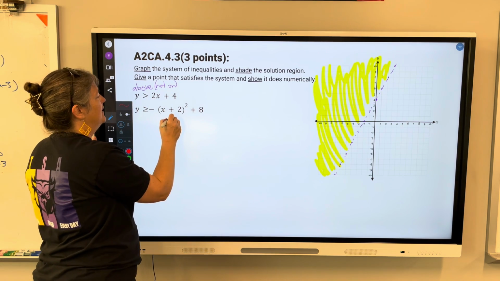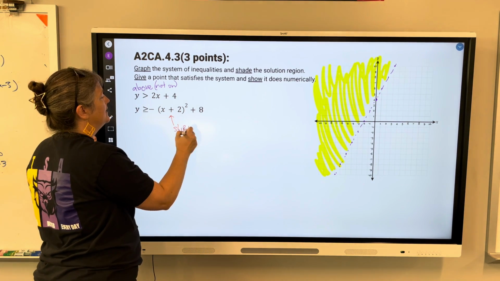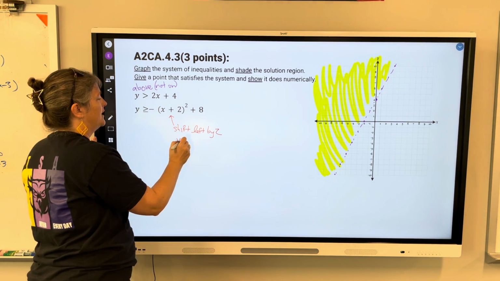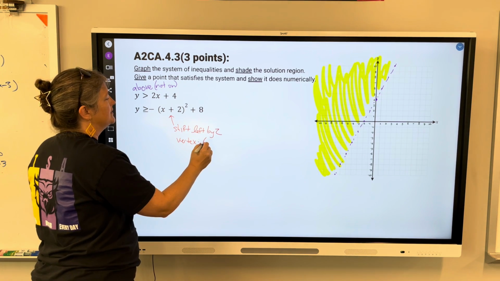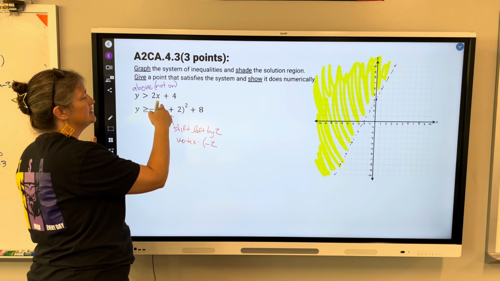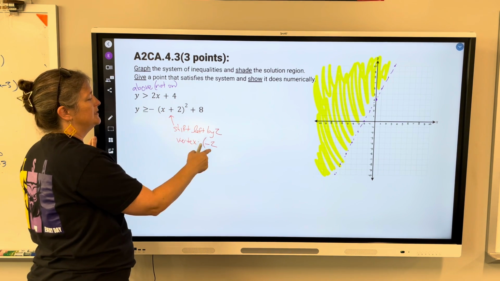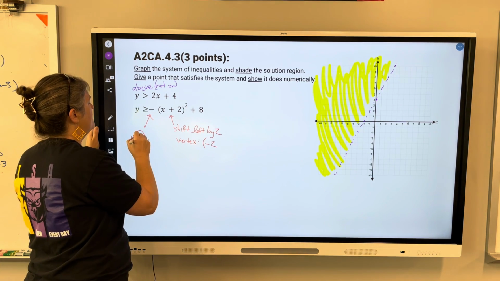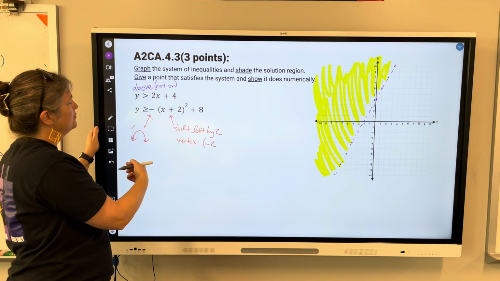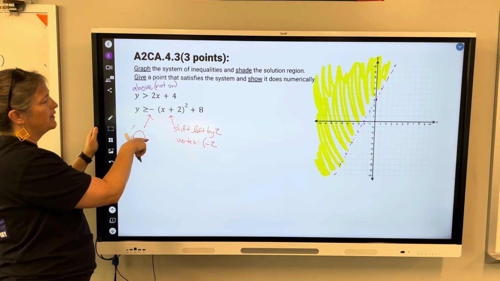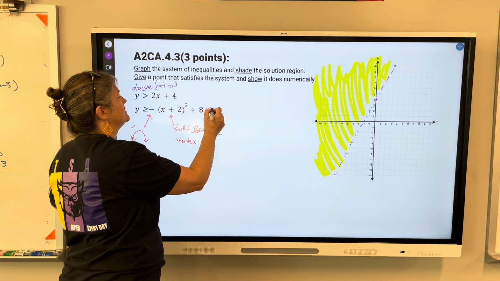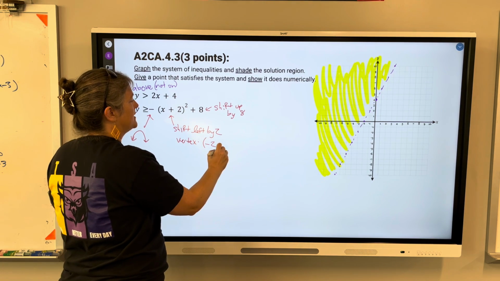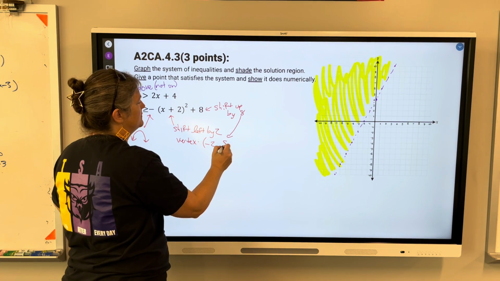What I do see is a shift left by 2. So my new vertex x value is now -2. It's what makes this equal 0. -2 plus 2 will be 0, so that must be my vertex. There is a reflection. That a value being negative means that there's no particular stretch, but there is a reflection, and this is a frowny face parabola. And then this is a shift up by 8. So the vertex y coordinate, I'm sorry, is 8.